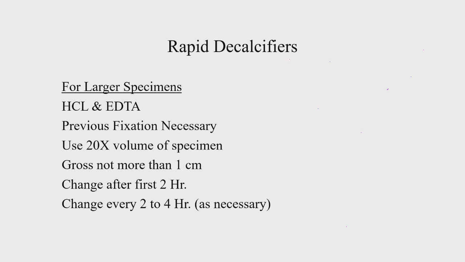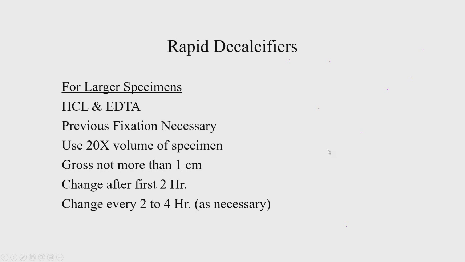EDTA is put into a lot of the hydrochloric acid decalcifiers now because HCl is just so aggressive. You do need to fix it in formalin first, because cells will continue to autolyze, and you don't want to start using decalcifiers if the cells are already autolyzed and destroyed. The pathologist is still not going to be able to see what he needs to see. So previous fixation is necessary, and you still want to use it at 20x volume to specimen.